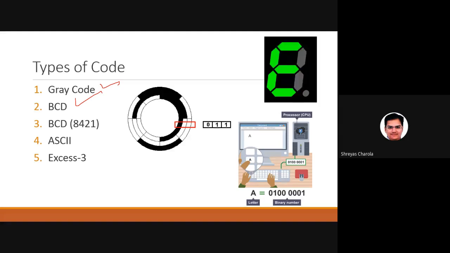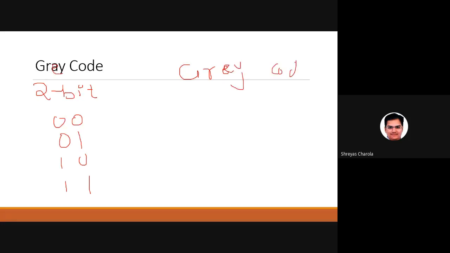Can anyone say what the sequence of a gray code is? How is it different? Suppose I talk about 2-bit binary numbers, it will always be 00, 01, 10, 11. But when it comes to the gray code, what should be the sequence of a 2-bit? Anyone? Is it the same as binary, or is it different from binary?